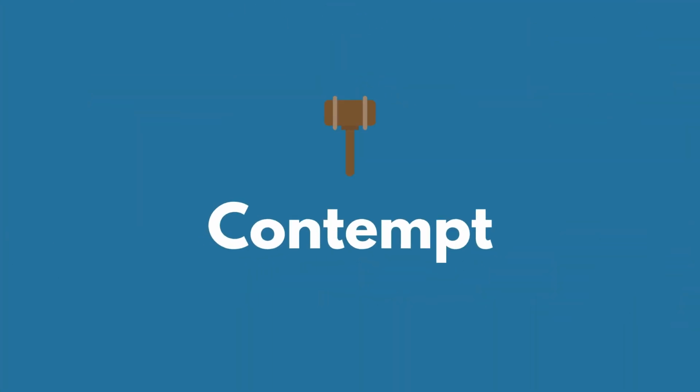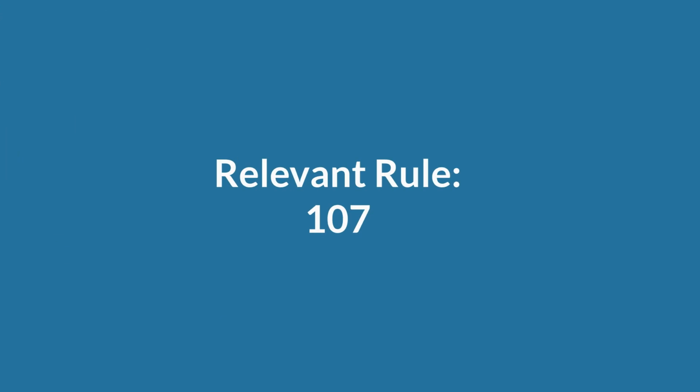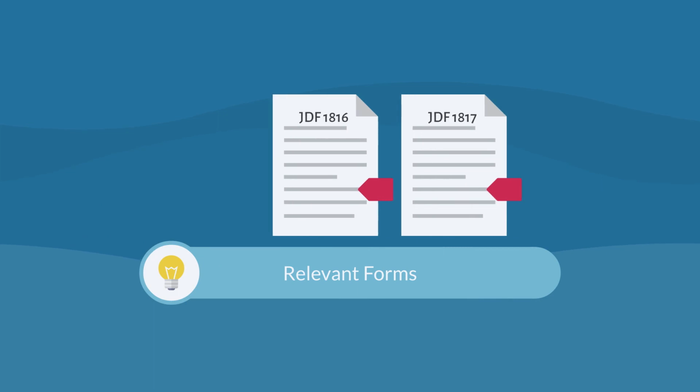Now, this is the reason most people attend this presentation, which is to understand a little bit more about contempt. So this portion of the presentation will talk about punitive and remedial contempt, and we'll talk specifically about the process. And then we're going to end just by asking a few questions about whether you need to hire an attorney or not. So the relevant rule for contempt is Rule 107. The relevant forms are JDF 1816 and 1817.